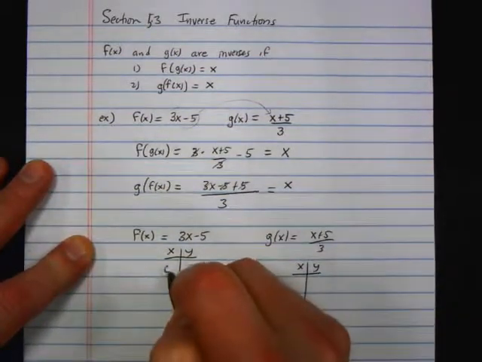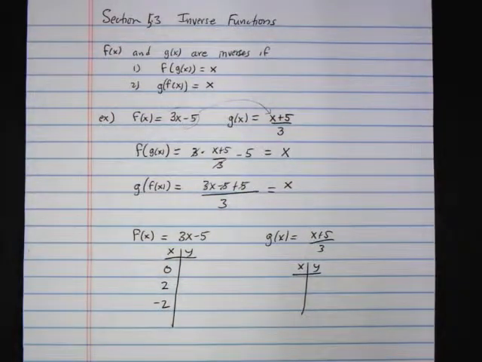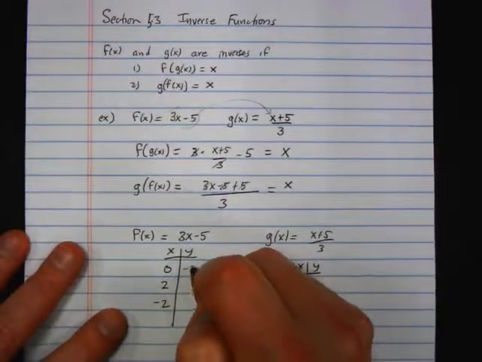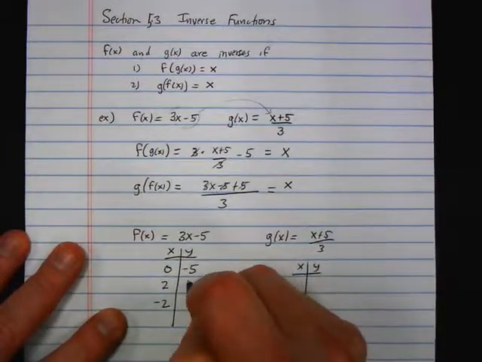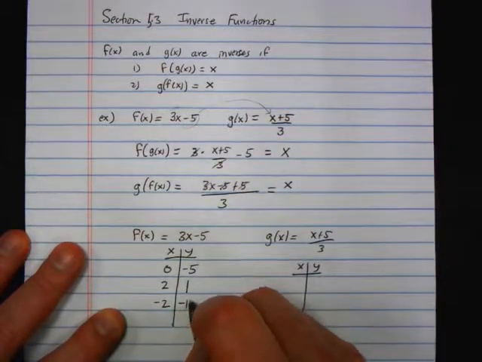So I'm going to plug a few x numbers into my f of x function. I picked 3 numbers that I like a lot: 0, 2, and negative 2. What do I get when I plug 0 into my f function? Negative 5. And when I plug in 2, 1. And when I plug in negative 2, negative 11.